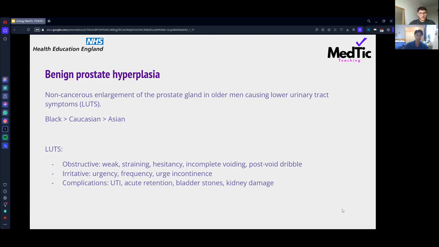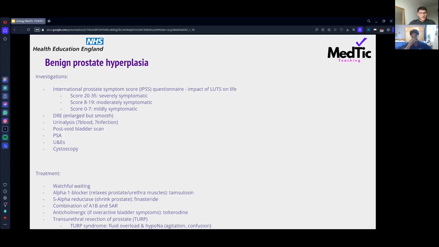In the next slide. Investigation. So there's a questionnaire that you can do for patients just to ascertain the impact that LUTS have on their life, and this can direct you into the most appropriate treatment if they need treatment, medication, or potentially further treatment, like surgeries as well.